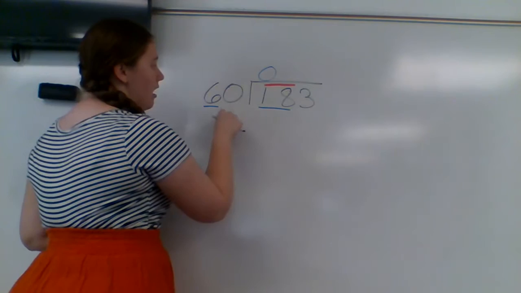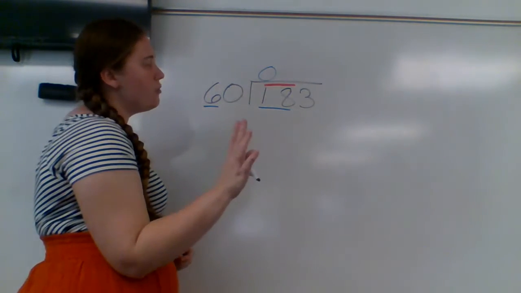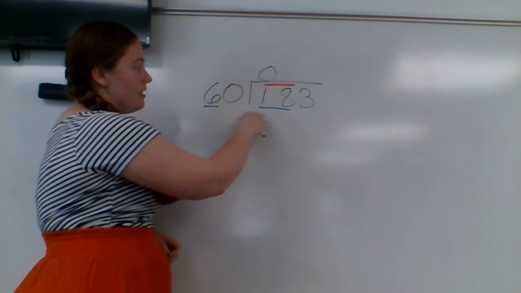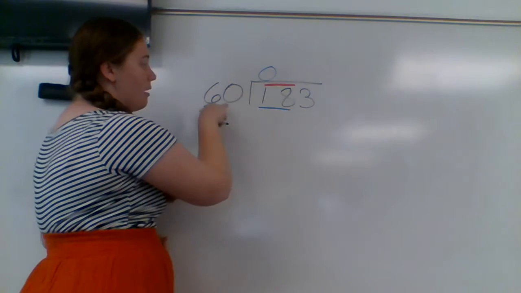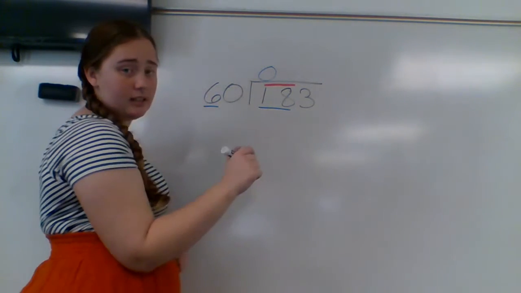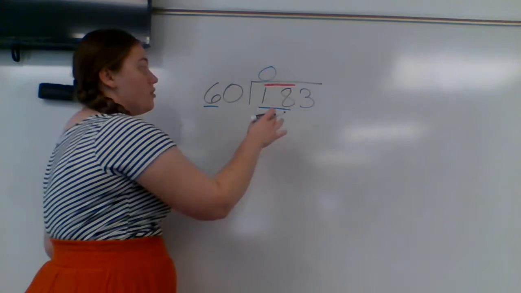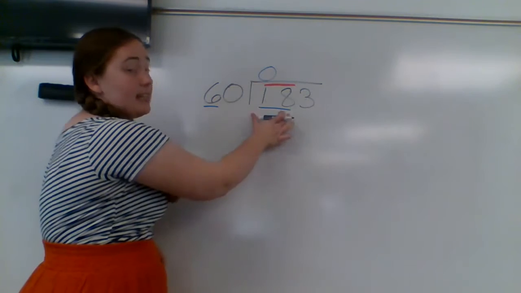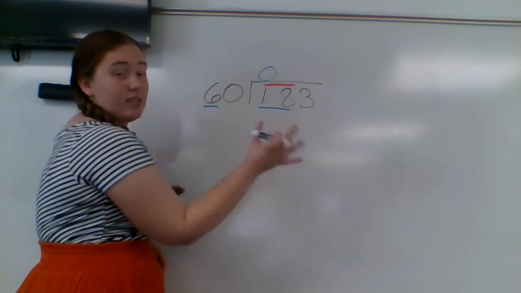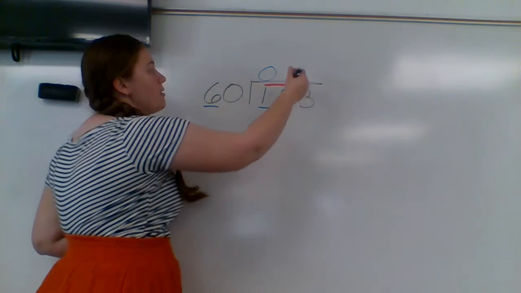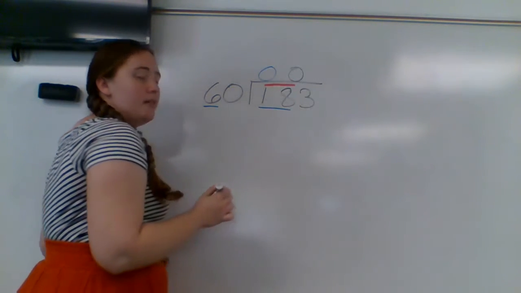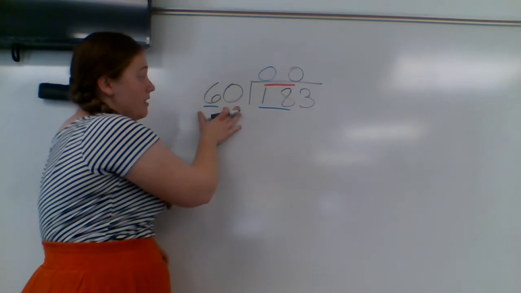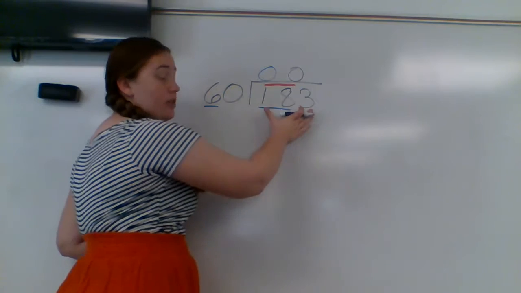So I'm not doing 6 into 18 right here though. I'm doing 60 into 18. So you can't just write a 3 above the 8 because we're not going 60 into 18. 60 is bigger than 18, so it's going to go into 18 0 times. So we need to write that above my 8 as well to show that 60 will go into 18 0 times. But I can do 60 into 183.